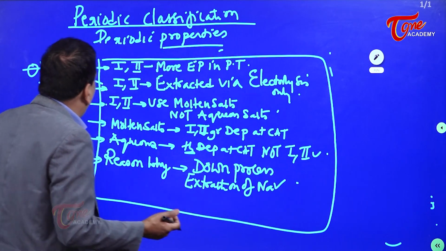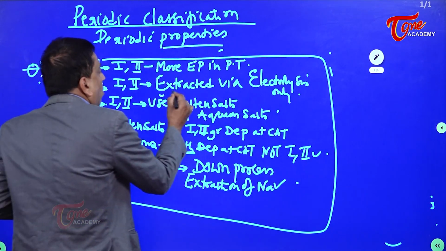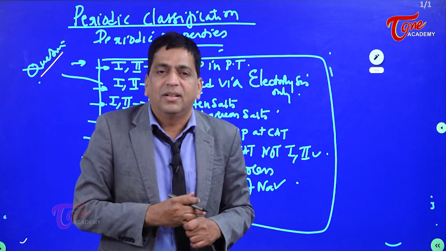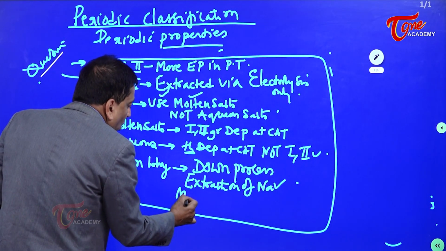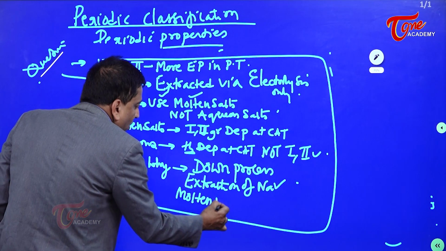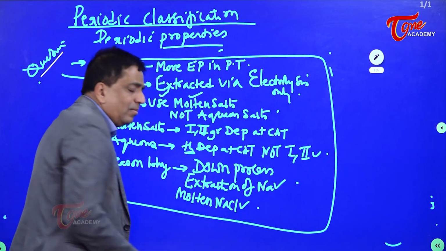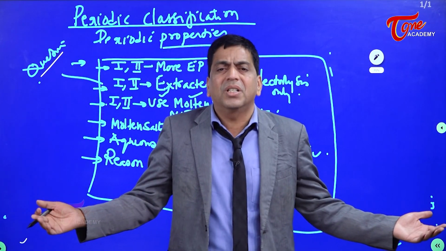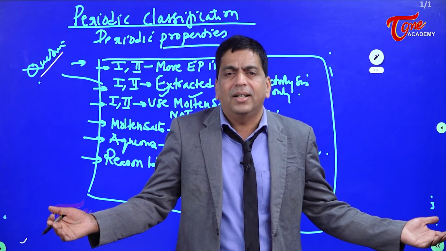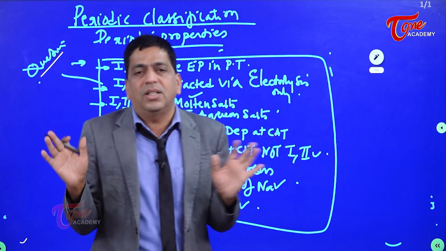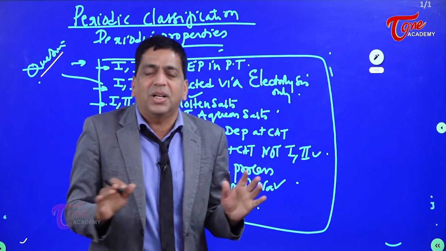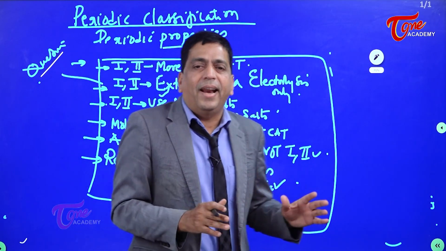Now if you want to extract a first group element, use molten salts. Use molten salts. Not what? Aqueous. So the Downs process uses molten NaCl, you must understand. It's molten NaCl, you must understand this. Right? It's molten NaCl.